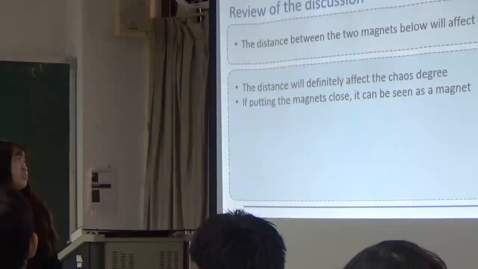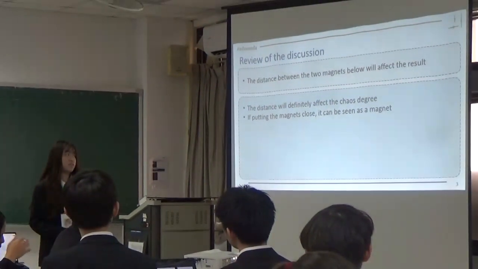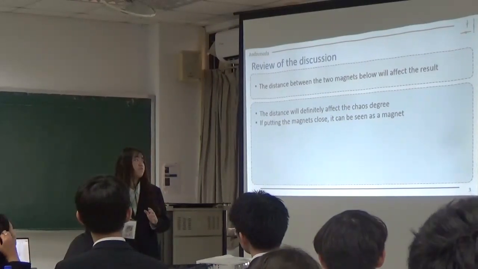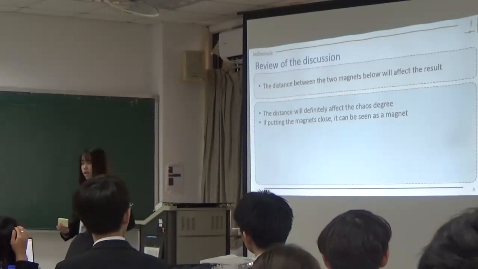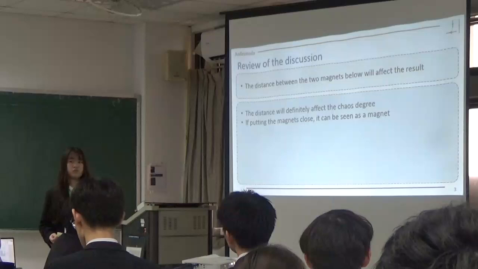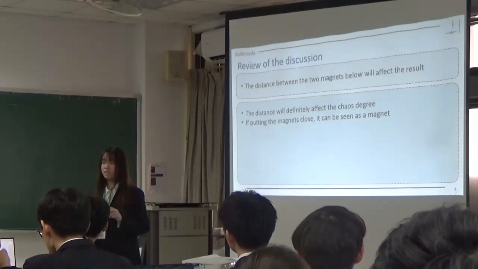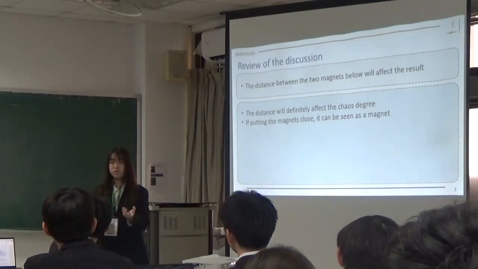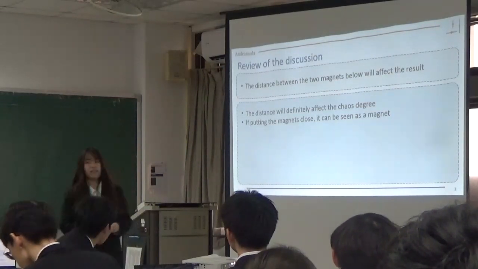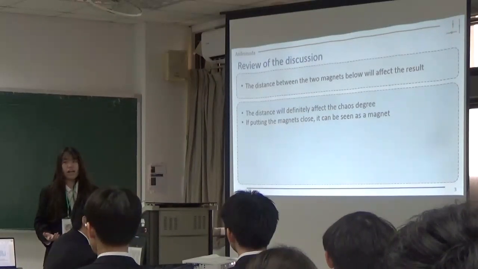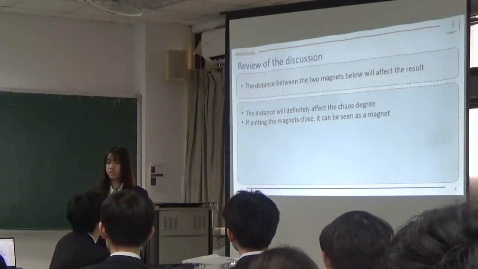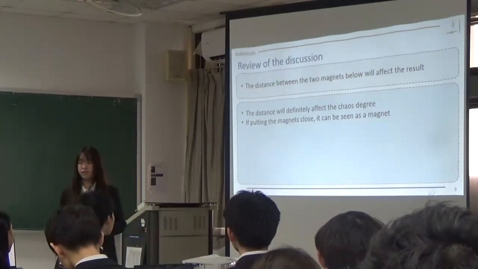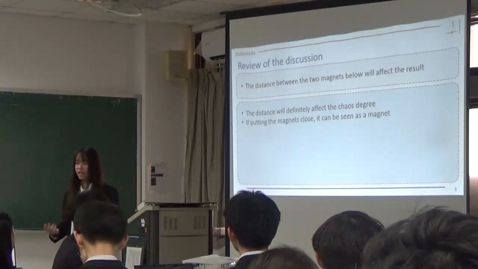And we have also discussed whether the distance between the two magnets below will affect the result or not. I think the distance will definitely affect the characteristic, just as I have said, if we put two magnets together, it can be seen as a big magnet. And if we put two magnets far away, it has two stable balance points. And the reason why I define chaos as three conditions is that if it fits all the conditions, then it would be chaos. If it just fits part of the conditions, it would be transient chaos.